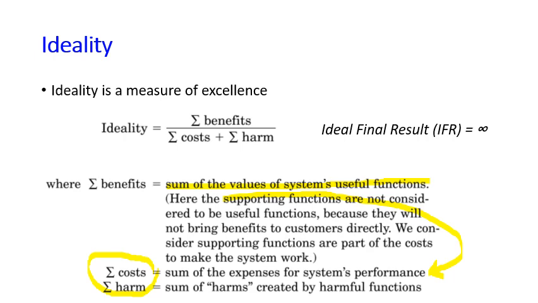And then the ideal final result is that the ideality should achieve infinity. It means that we may gain all the benefits without paying any cost and without any harm. So of course, this ideal final result sometimes or most of the time is not realistic, but it should be something that we try to achieve. We want all the benefits with zero cost and zero harm.